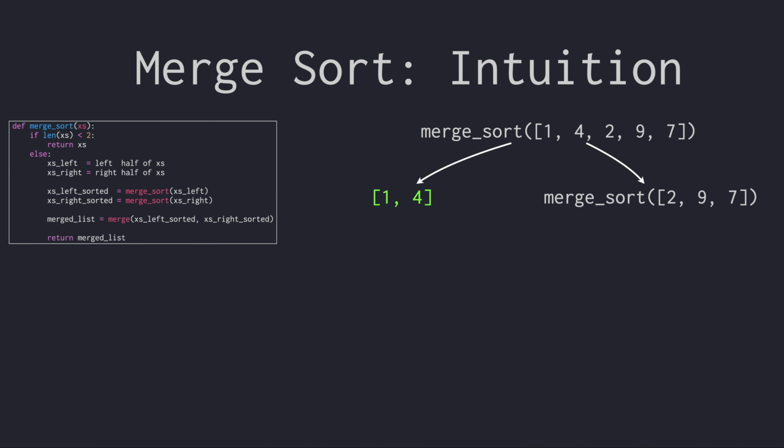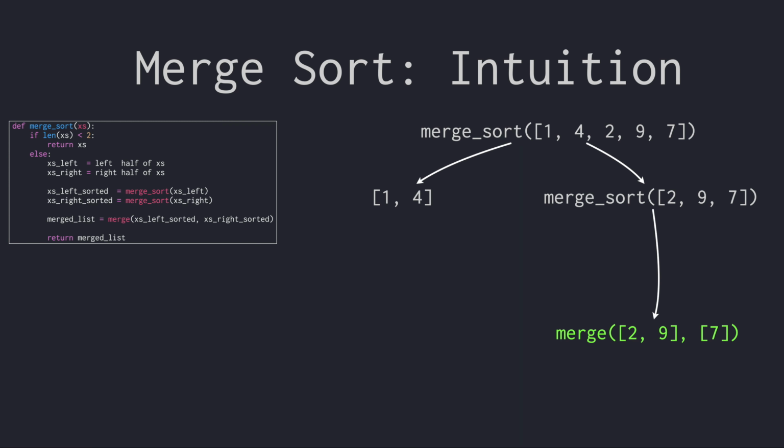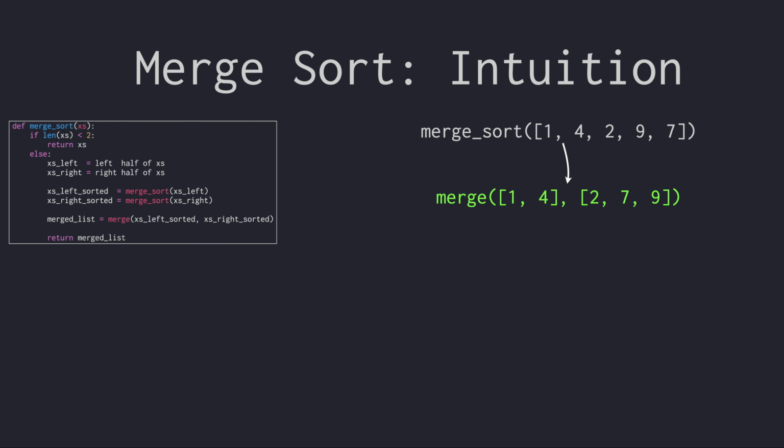That is the answer to merge sort of 1 and 4. Doing the same thing here, merge sort of 2, 9, 7 splits into 2, 9 and 7. Merge sorting 2, 9 requires us to merge sort 2 and 9. Each of those hits the base case, whose answers are trivial, and we merge the two to get the answer to merge sort of 2 and 9. Merge sort of 7 is also trivial and hits the base case. Now we merge 2, 9 and 7 to get the answer, and we're finally down to the last merge of 1, 4 and 2, 7, 9. And that is our final answer to merge sorting that big list at the top.